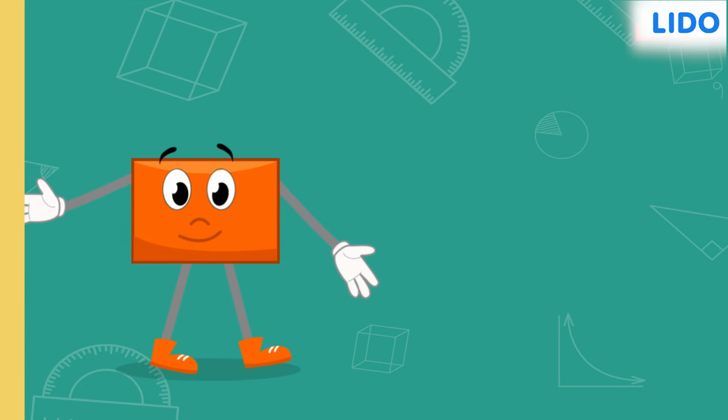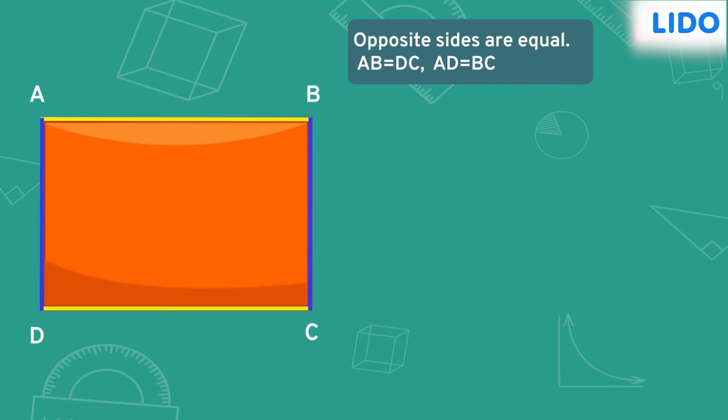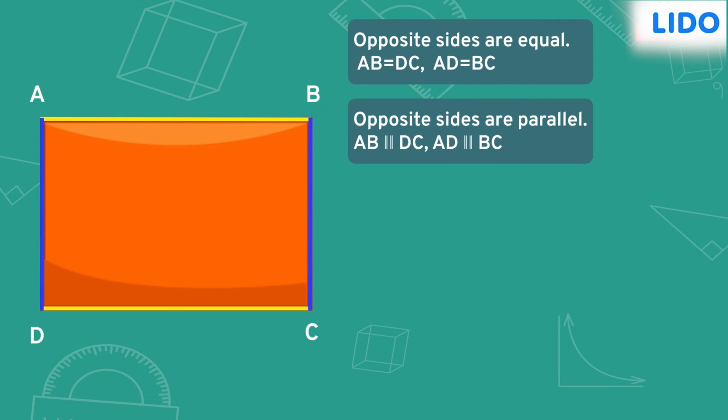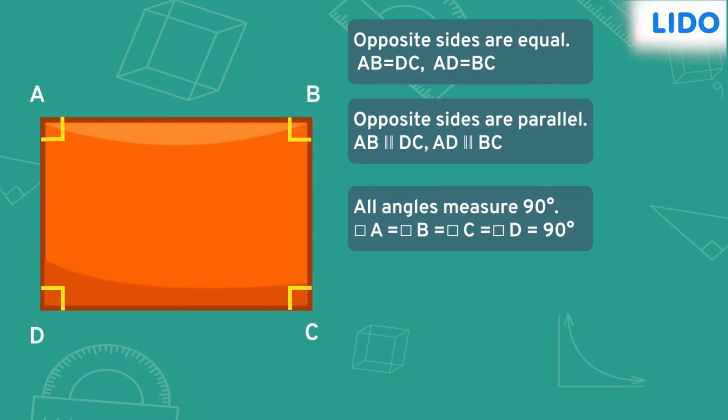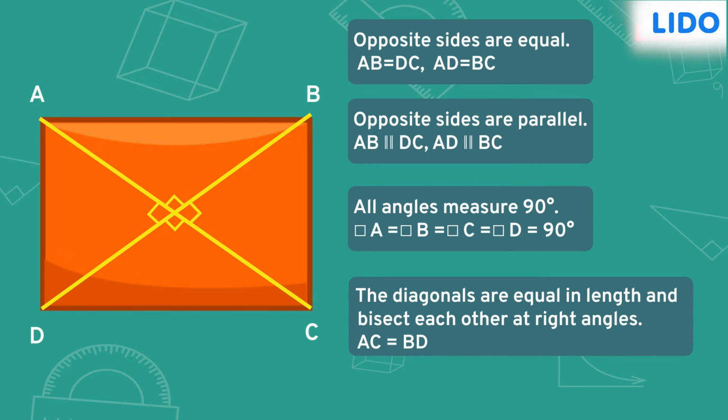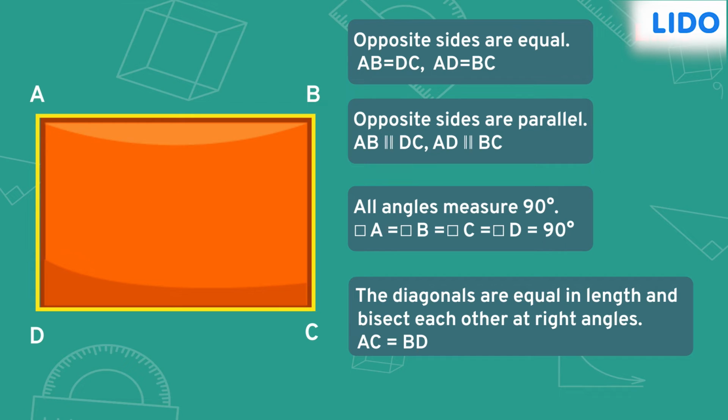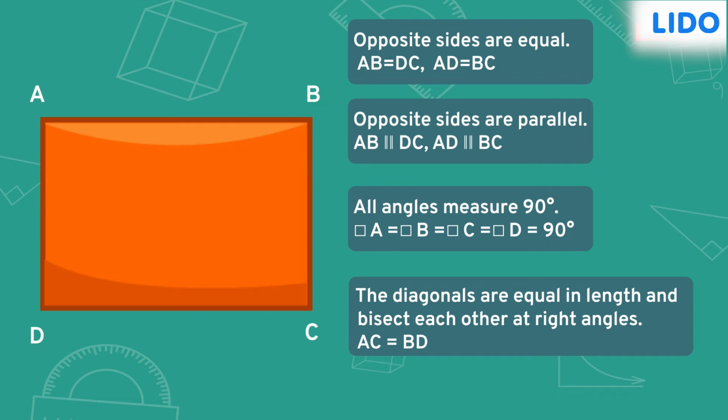Up next is a quadrilateral whose opposite sides are equal and parallel. Each angle of this quadrilateral measures 90 degrees. Its diagonals are equal in length and bisect each other. This quadrilateral is called a rectangle. If all the sides of a rectangle were equal, it would be a square. Note that every square is a rectangle, but not every rectangle is a square.